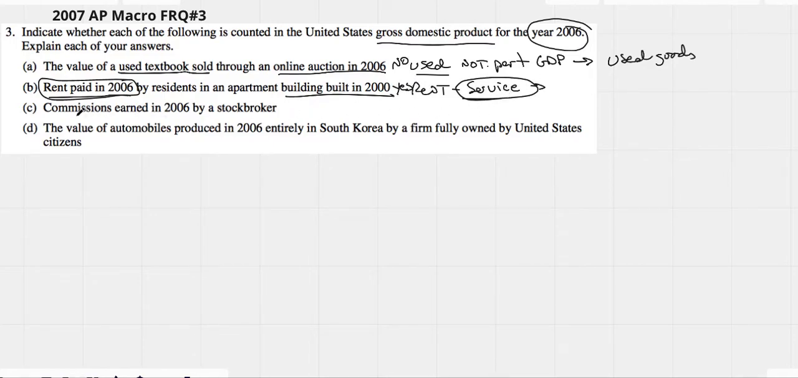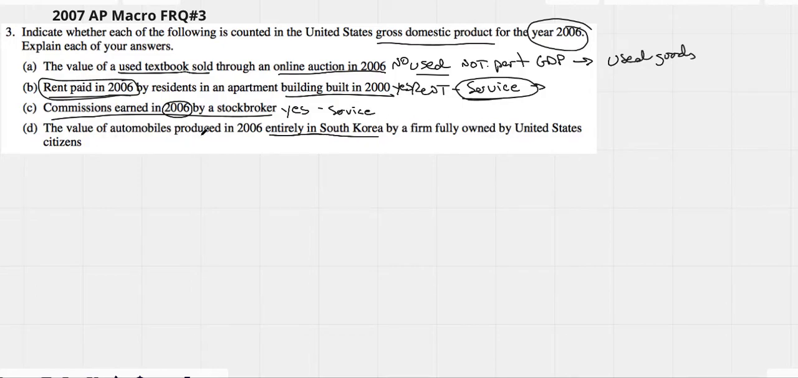Commissions earned in 2006 by a stockbroker. The stocks that the stockbroker sold are not counted because stocks are not counted. But yes, again, commission is a service, and it was a service that was provided in 2006. So definitely counted.